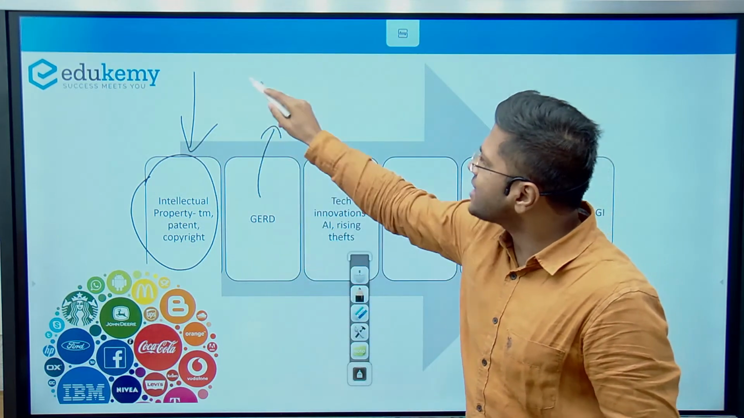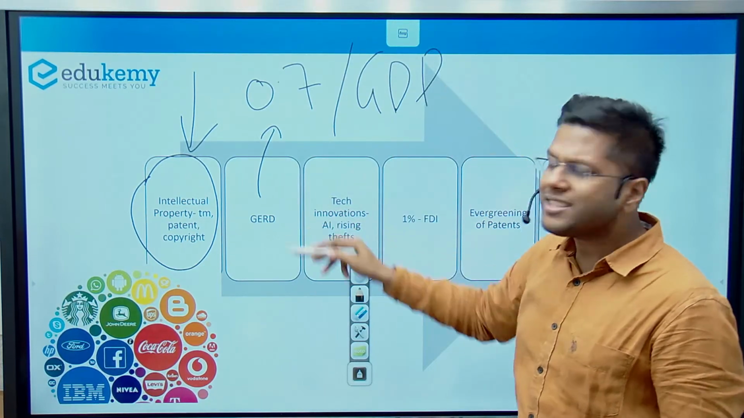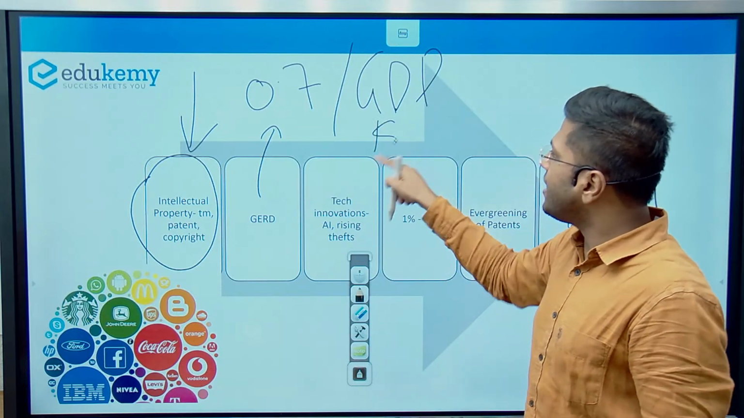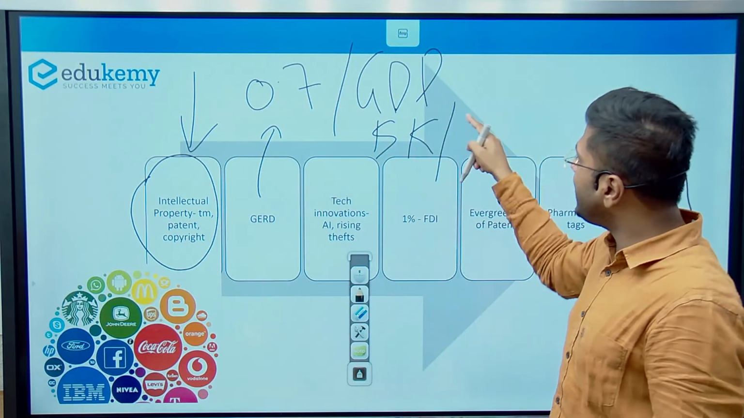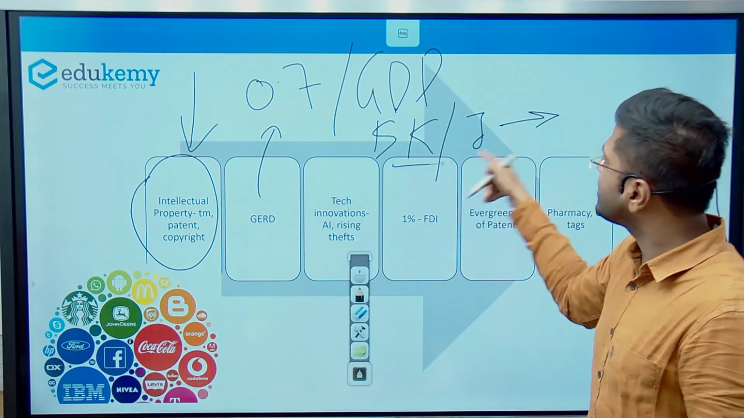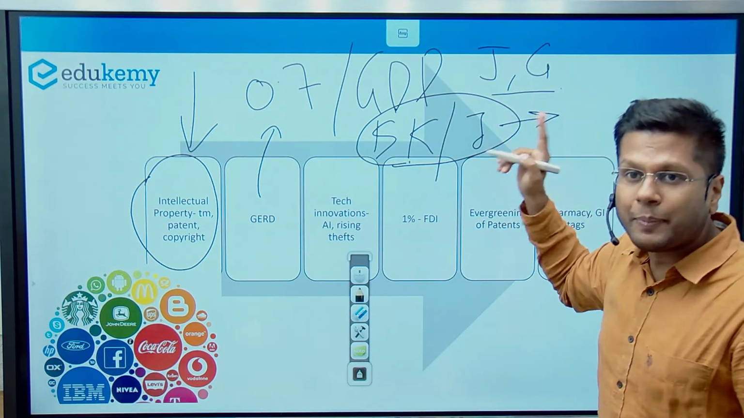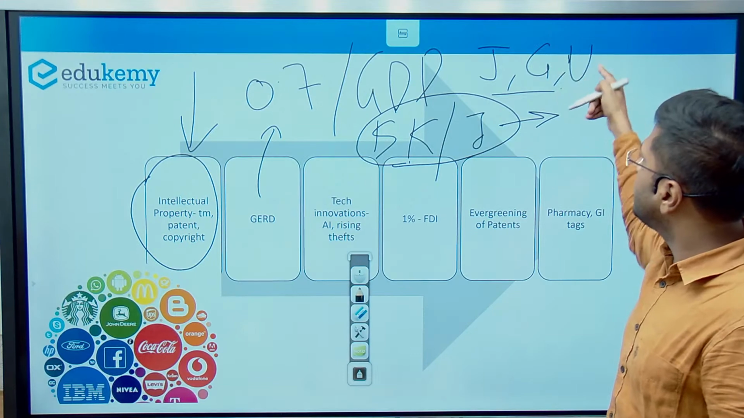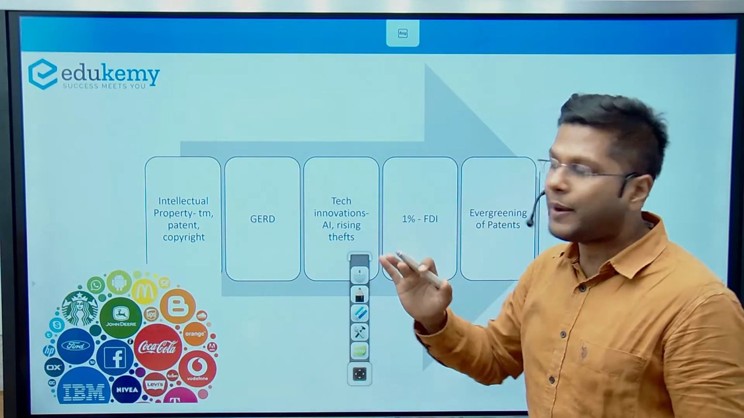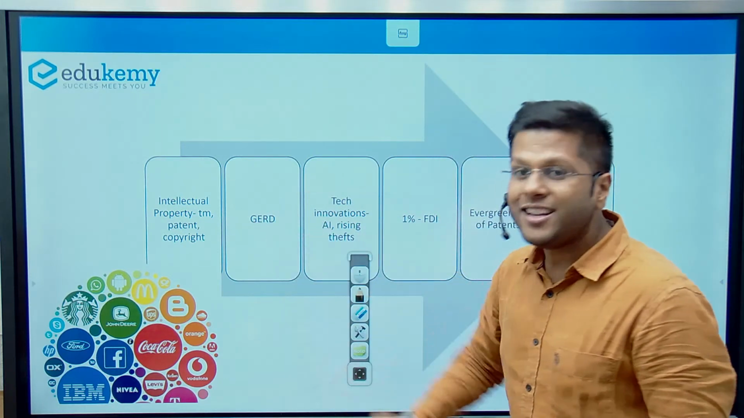Alas, India has only 0.7% of GDP invested in research and development. In comparison, countries like South Korea and Israel have well above 4%, 4.5%. Then we have Japan and Germany nearing 3% plus, and so is the USA. And then countries like France and the UK have around 2% plus of GERD. We are talking of gross expenditure on research and development.